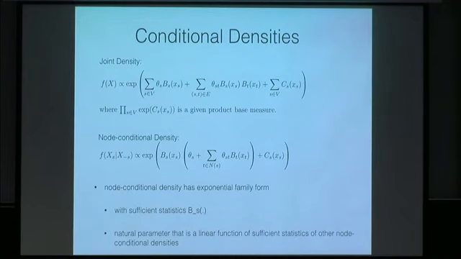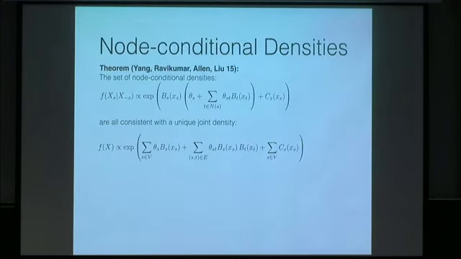So it has an exponential family form, and what we can show is that this is an if and only if. Given this joint density, very simple algebra can show that this is the conditional density. What we can show is that this is actually the unique joint density which gives rise to these conditional densities. That takes a little bit more work, but you can show that.